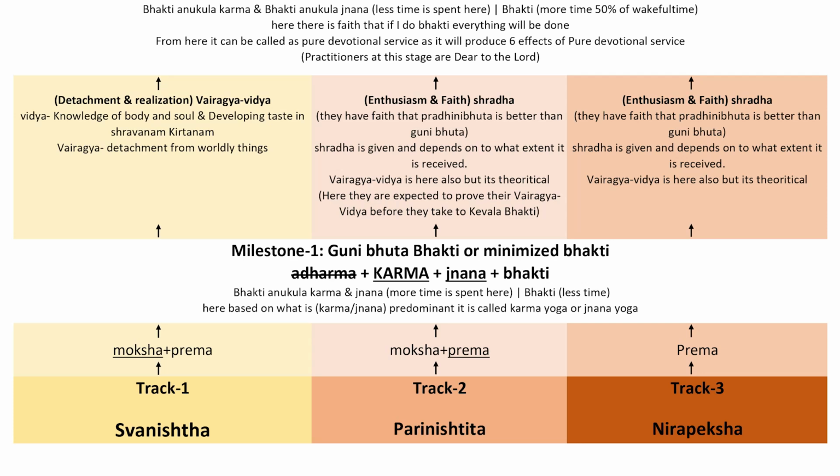In the 3 tracks, if you all want to draw, you can make 3 columns and start writing. That will help you out. So the first track is called Swanishtha track. Swanishtha. Second is Parinishtita. Track 2, Parinishtita. Third is Nirapeksha. These are the 3 tracks. Track 1, Swanishtha. Track 2, Parinishtita. And track 3, Nirapeksha.